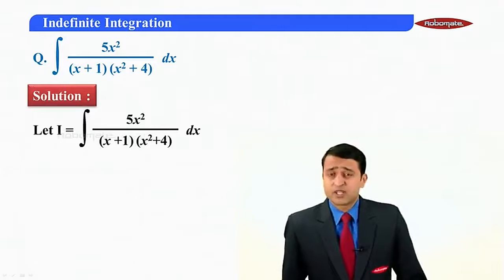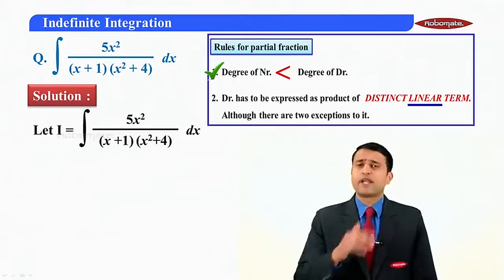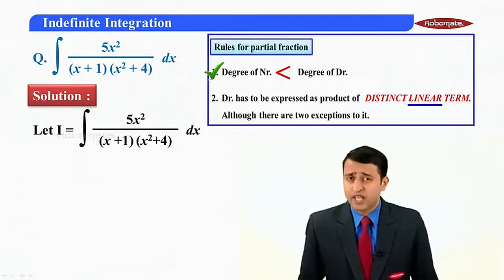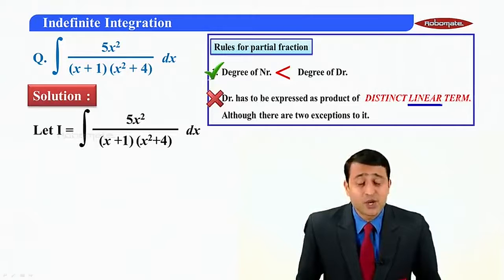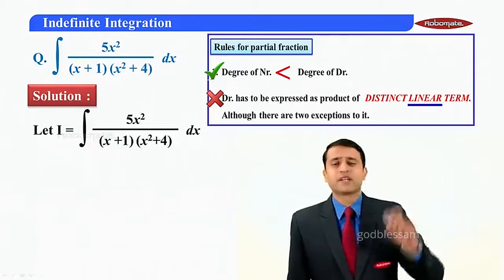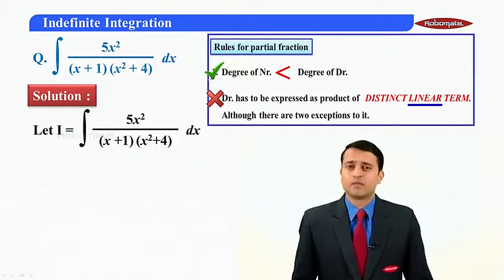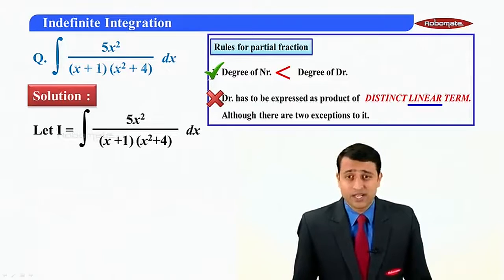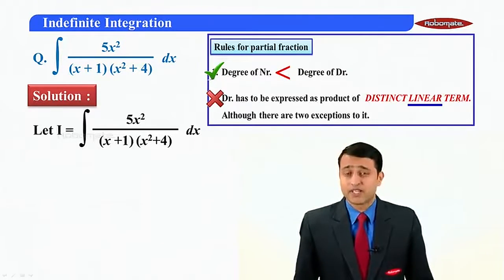Let us check the conditions of partial fraction. If I check the first condition, degree of numerator is 2, degree of denominator is 3. So we can say first condition is satisfied. Condition 2 is not satisfied. And why is it not satisfied? Very clearly mentioned here. We require linear terms, but here we have a quadratic term. X square plus 4 is not acceptable. So we can say we cannot apply partial fraction directly.